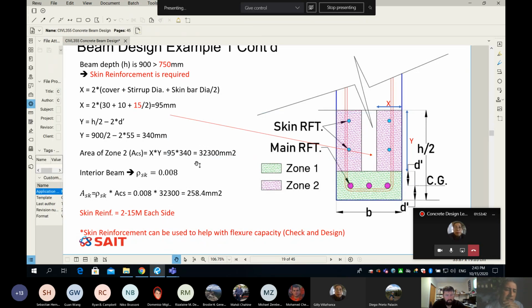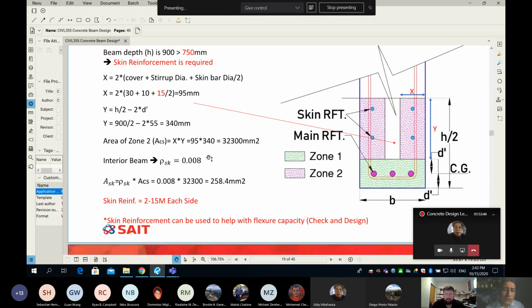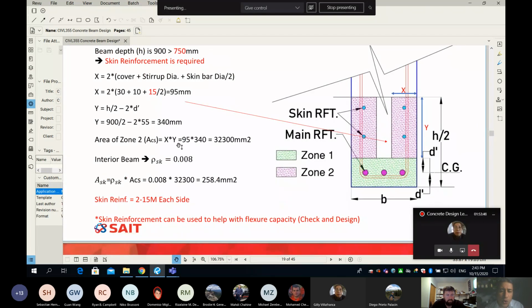And then finally, the area of zone number 2. You just have to multiply x times y. You'll get 32,300 mm² of concrete. Finally, how much rebar? You learned in my class there is something called reinforcement ratio, rho. So what is rho? It is a ratio between steel to concrete.